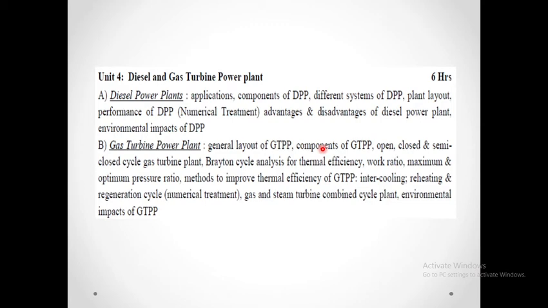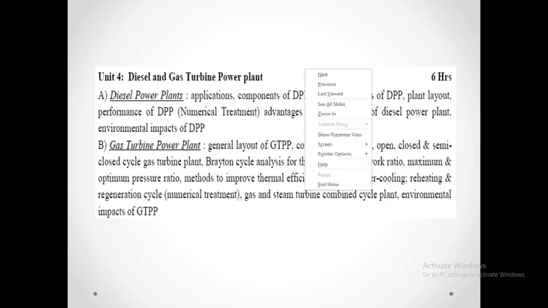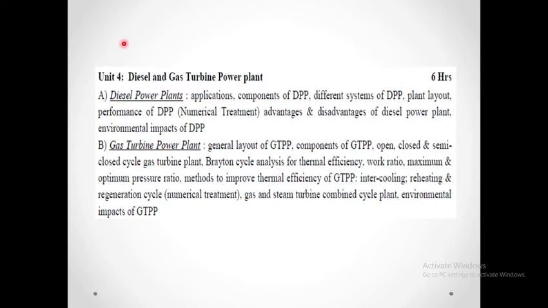Okay, so this is the syllabus for Unit Number 4. Here you can see that today we will be studying application, components, up to disadvantages, then numerical treatment of diesel power plant. This part we will discuss tomorrow. After that we will have to study gas turbine power plant.